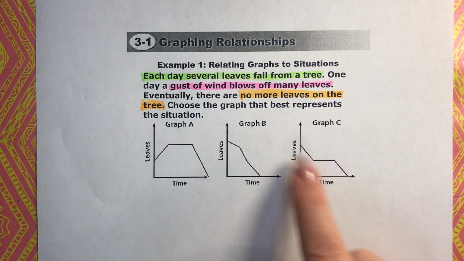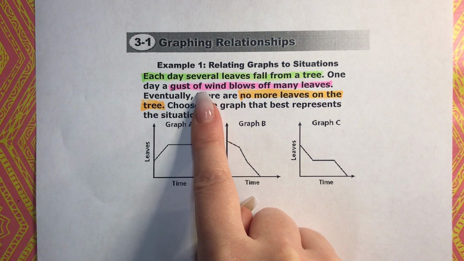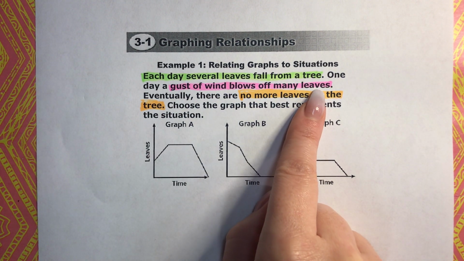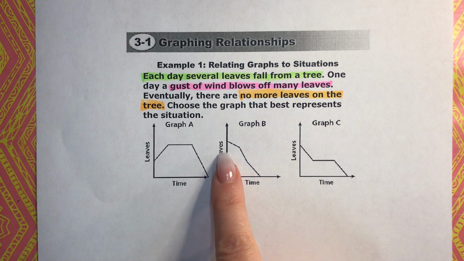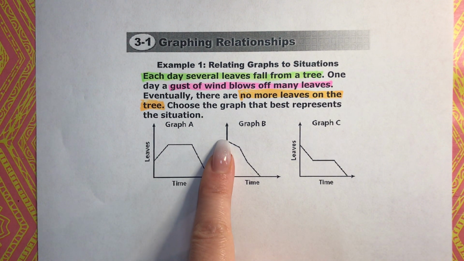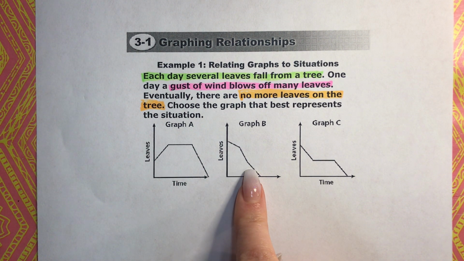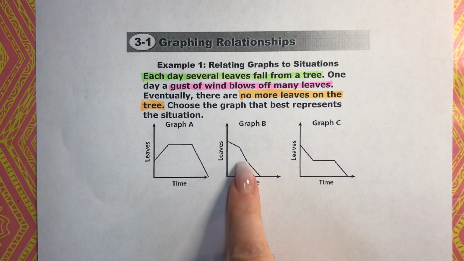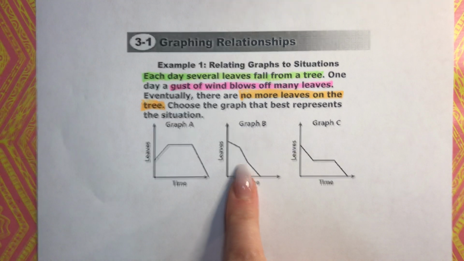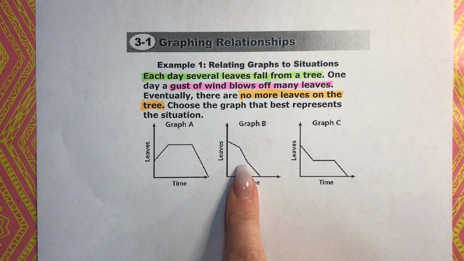So it's going down at a constant rate, and then what happens? A gust of wind blows off many leaves, and the amount goes down very rapidly. So we're at the biggest amount, okay, a couple leaves falling off, and then this looks like that could be that big gust of wind that knocks off a bunch of leaves all at one time.